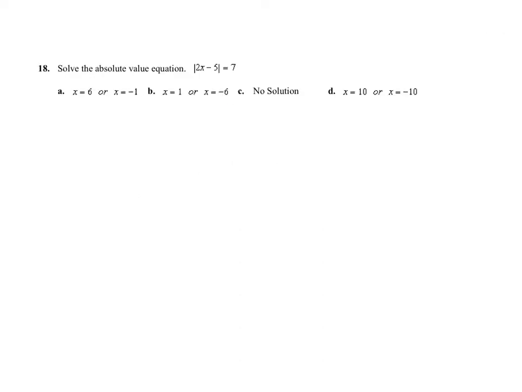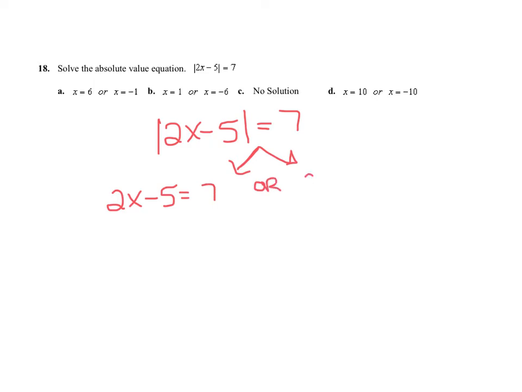Solve the absolute value equation, so another one. I'm going to go ahead and separate it. I don't need to isolate the absolute value, it's already by itself. So let's go ahead and separate: 2x minus 5 equals 7, or 2x minus 5 equals negative 7. And let's go ahead and solve.